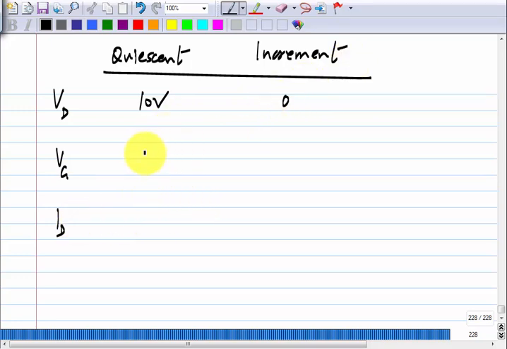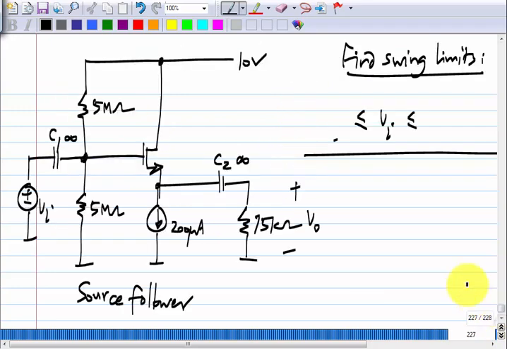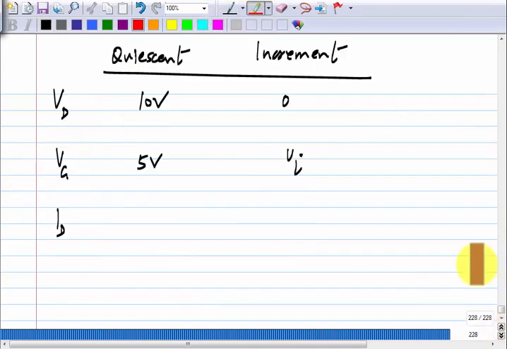What is the quiescent gate voltage? 5 volts. What is the incremental gate voltage? Vi, because we have no RS and capacitor is a short circuit. What is the quiescent ID? 200 microamperes, okay, it is biased with a current source, easiest thing to find. What is the incremental ID? This is the only thing that has to be calculated really, right.